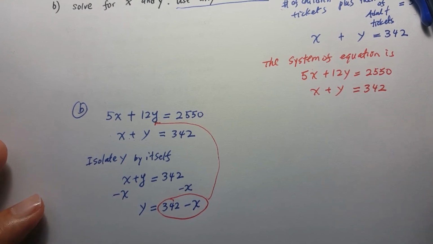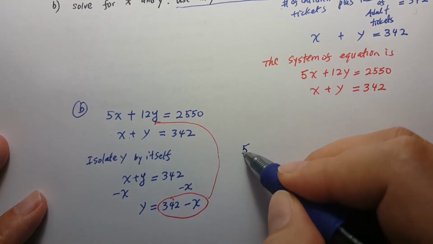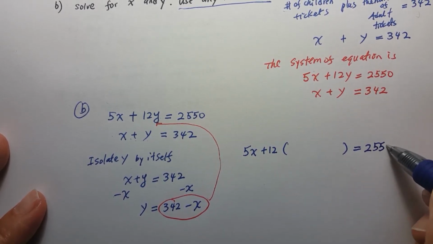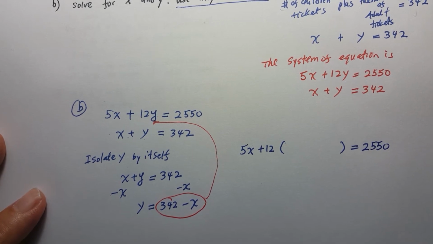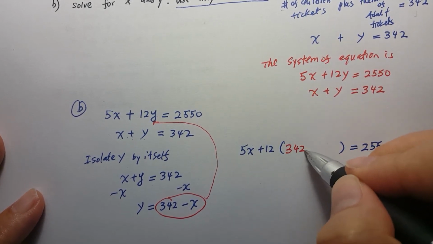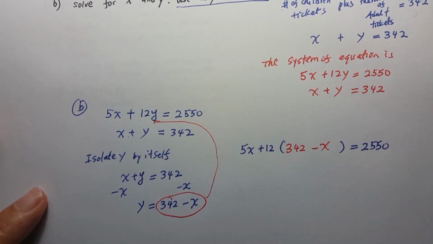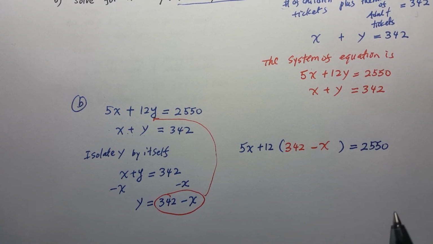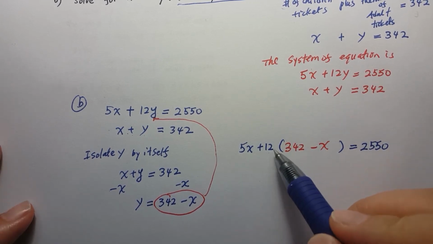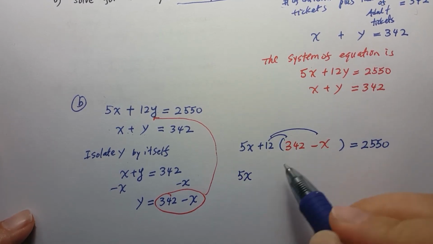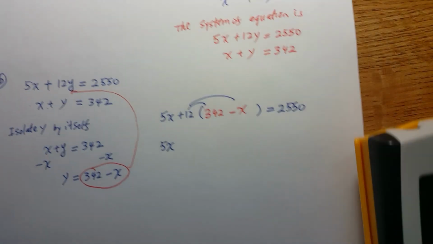So now we're going to do substitution. 5X plus 12 parentheses equal to 2,550. Now we have 342 minus X. Next, we're going to solve this equation. Now after we do substitution, we only have one equation with X. So we just have to solve it. Here we got the 12 in the front, so we have to multiply to expand it. Okay, so now 5X stays the same. 12 times 342, I'm going to use a calculator.